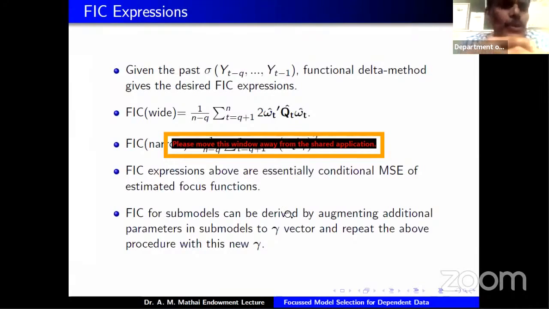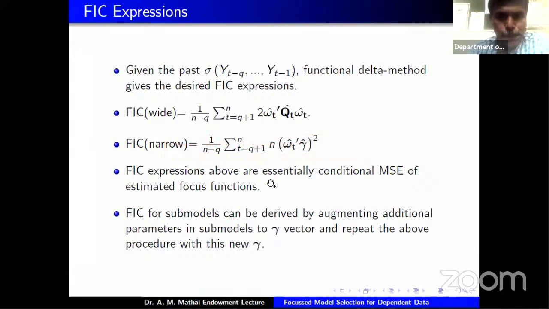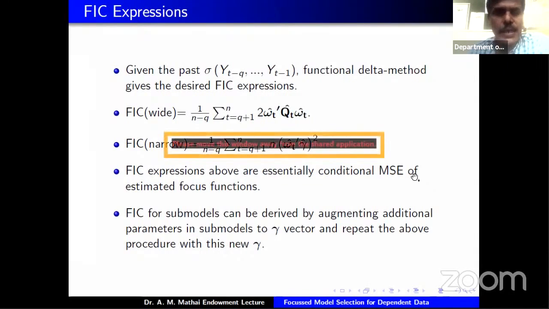Those jargons are mostly standard. The only thing is that it is not that straightforward, but once you are into this setup, with appropriate conditions or assumptions, you can get those things. And then the FIC expression follows. So as I told you, the FIC expressions are the conditional MSE of the estimated focus function.